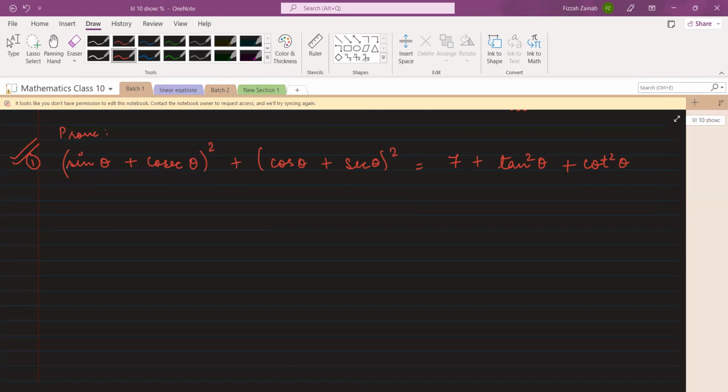Okay, so please start solving this. You have to prove LHS is equal to RHS. So please solve the LHS here and let me know if you are able to do it.